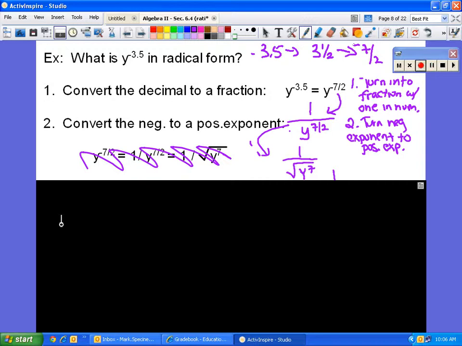Now I'm going to take my exponent and turn it into a radical. The numerator stays with the number, the denominator becomes the index, so I get 1 over the square root of y to the 7th power.